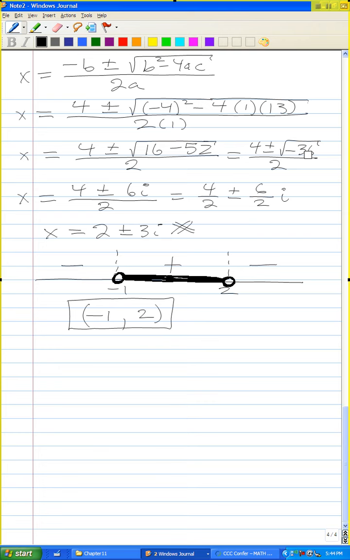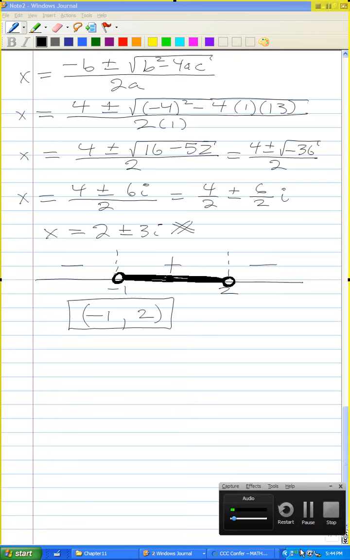Okay, so that really finishes off section 11.6. Let me stop this recording for a second.